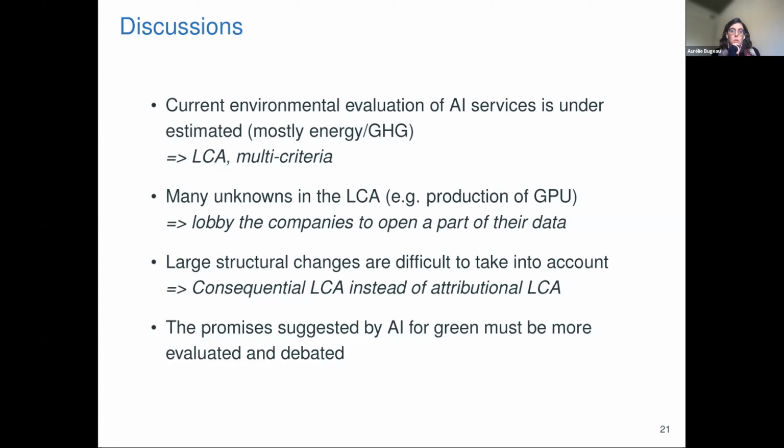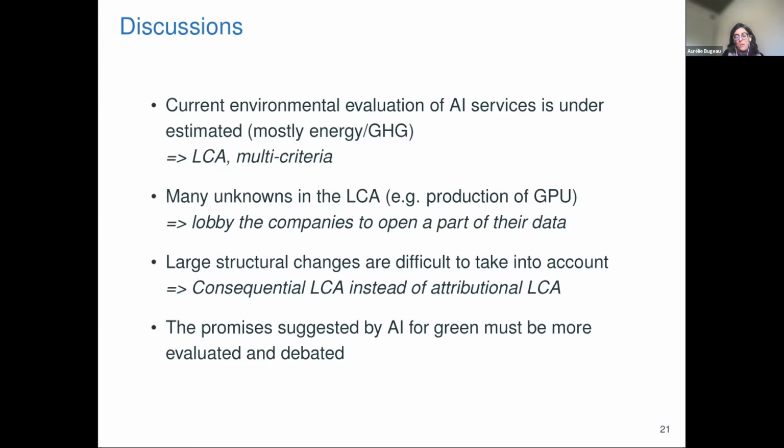We also need to take large structural changes into account as much as possible. I mean, if we propose a new system, how much will it change life and society, and how much impact can this have? I believe it's our responsibility to think about it at least. And so the promises suggested by AI for Green must be evaluated and debated.